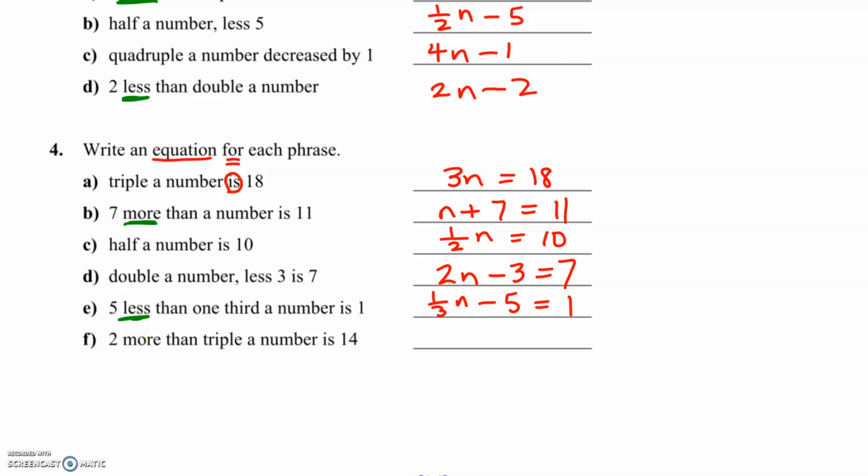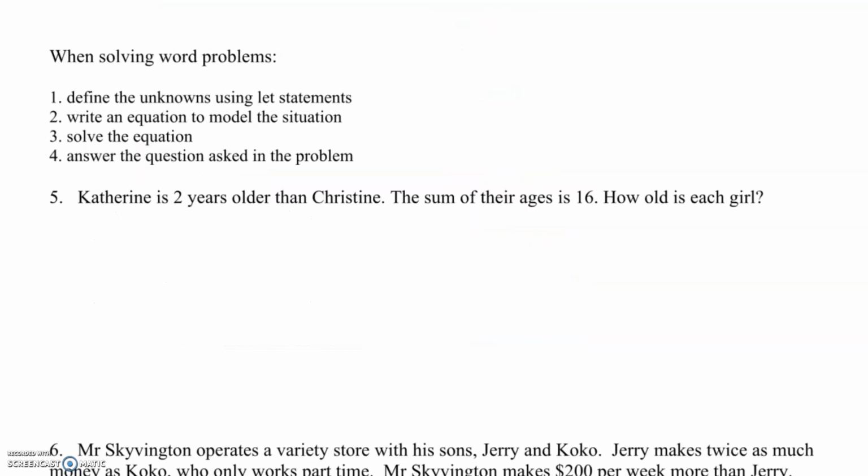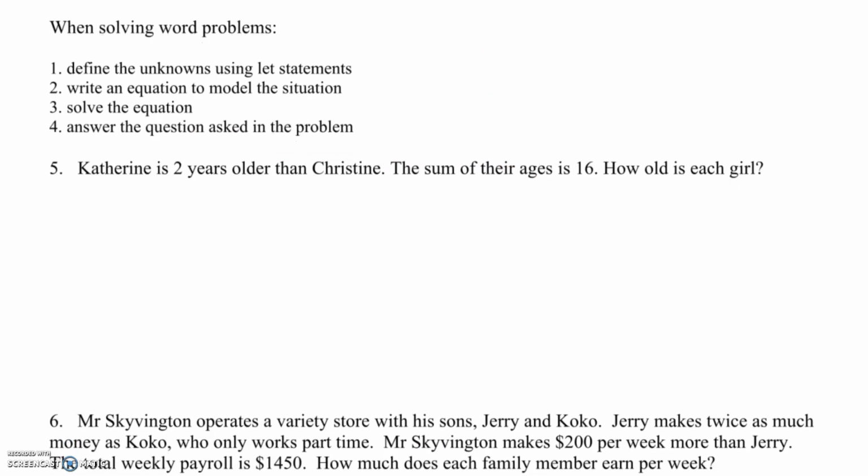2 more than triple a number is 14. So again, we got that 2 more than triple a number. So we have the triple a number first, plus the 2, equals 14. All right, that's good practice. We're going to go on to the next page where we're going to do word problems, and we're going to have to create, after we read the expressions, create an equation to represent the situation.